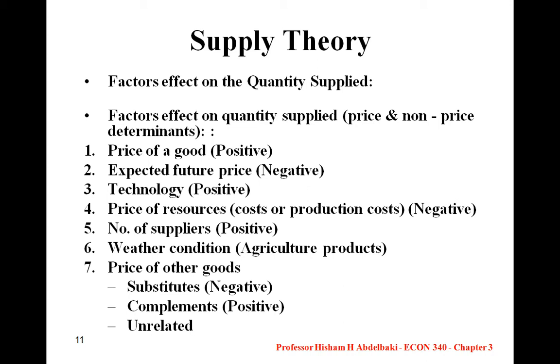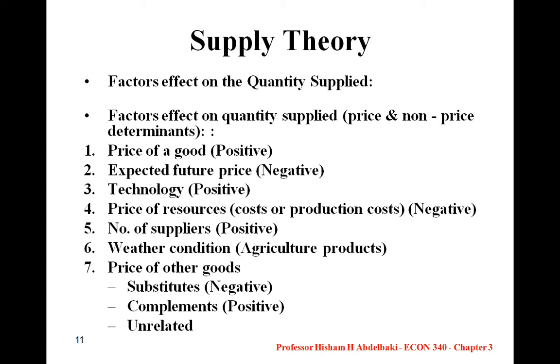Number of suppliers. If we speak about market supply, more suppliers, more firms, means more supply. When the number of suppliers increases, supply will increase. Weather conditions: this is for agricultural products. Supply of agricultural products depends on weather conditions. Price of other goods.